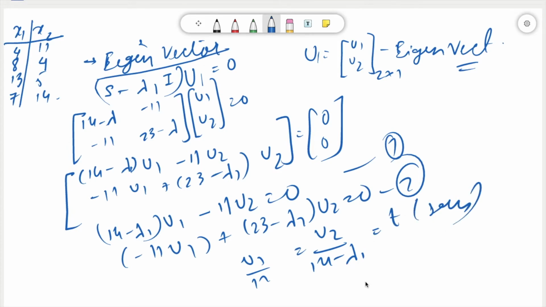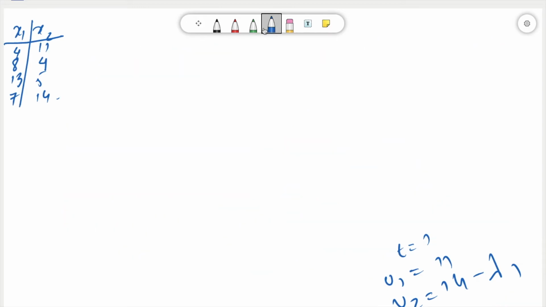If you put t equal to 1 here, then we'll get u1 as 11 and u2 as 14 minus lambda 1. So as we can see here, we have got u1 as 11 and u2 as 14 minus lambda 1. This is the eigenvector capital U1, which corresponds to the eigenvalue lambda 1.